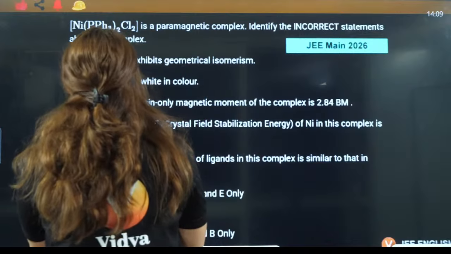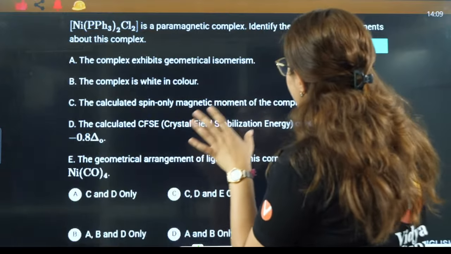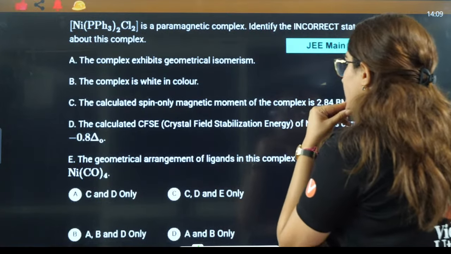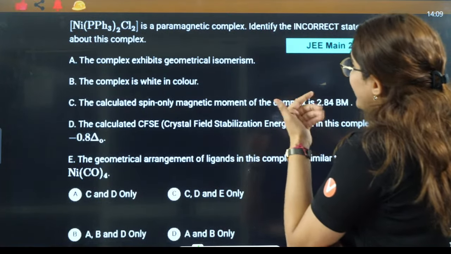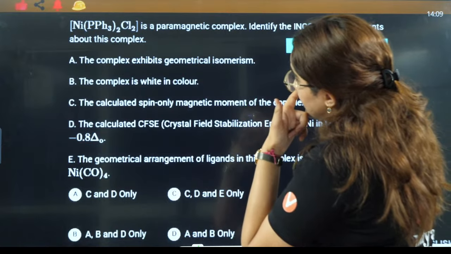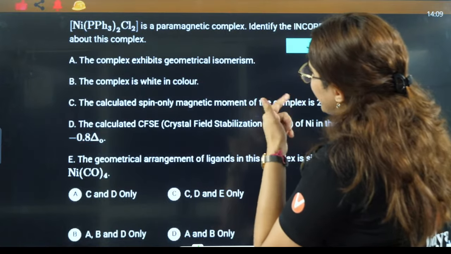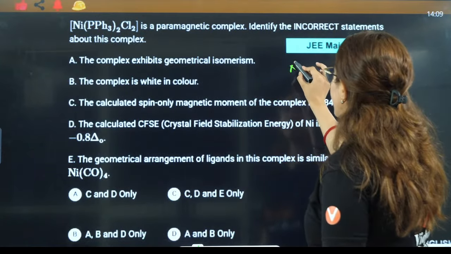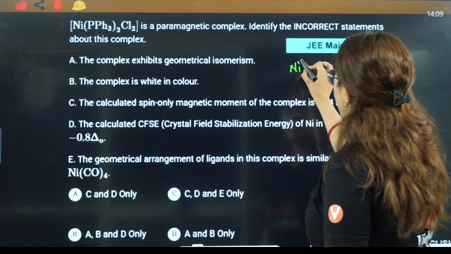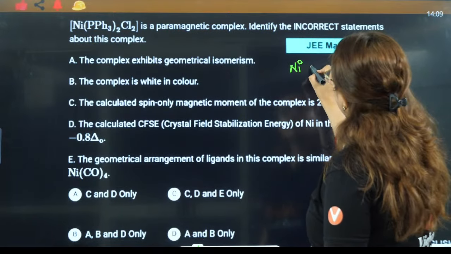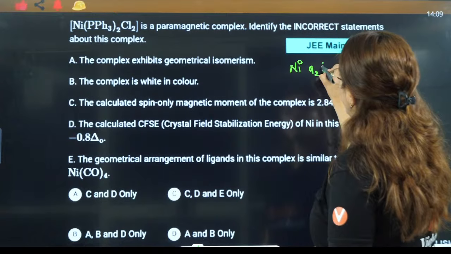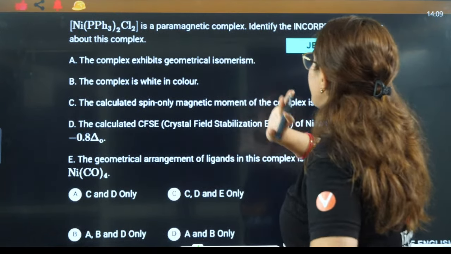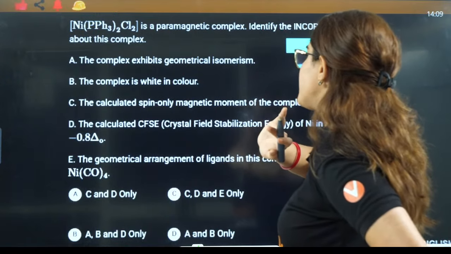They are saying this complex is a paramagnetic complex. Identify the incorrect statement. First, the complex exhibits geometrical isomerism. First thing is you have PPh3 twice and Cl2. It is a case of Ni, right? NiA2B2. So because this is paramagnetic, this is definitely going to show us geometrical isomers.